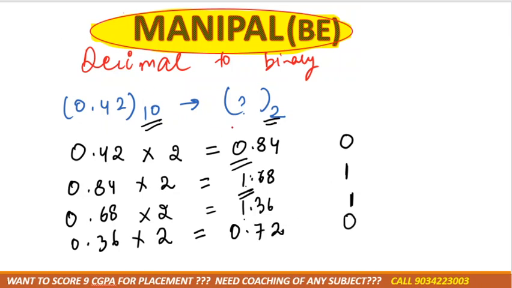So after the point, as we know, up to 4 decimal places is enough, right? 4 decimal places is enough. So in this case, the upper one is the MSB and the lower one is the LSB. So its answer is how much?